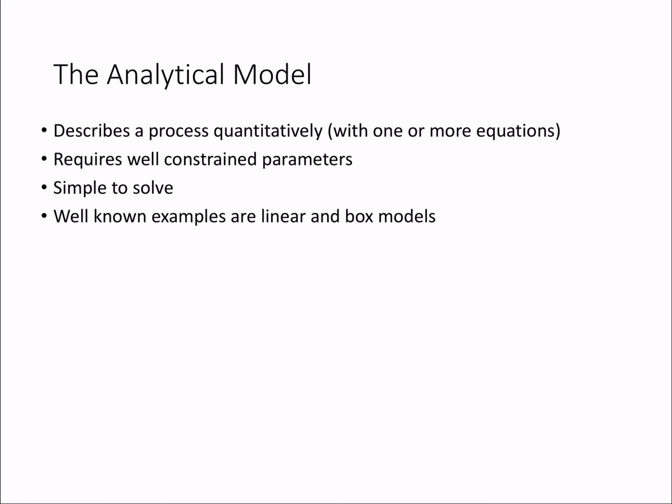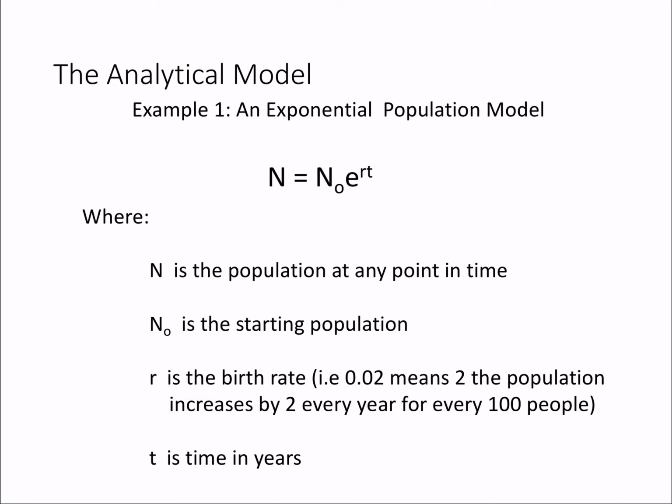So an analytical model describes the process quantitatively, with one or more equations, and it requires well-constrained parameters. What that means is you have to have some idea of what some of these variables are, what numbers you should plug in for them. They're relatively simple to solve, and some well-known examples are linear and box models. You've probably encountered linear models in some of your other classes.